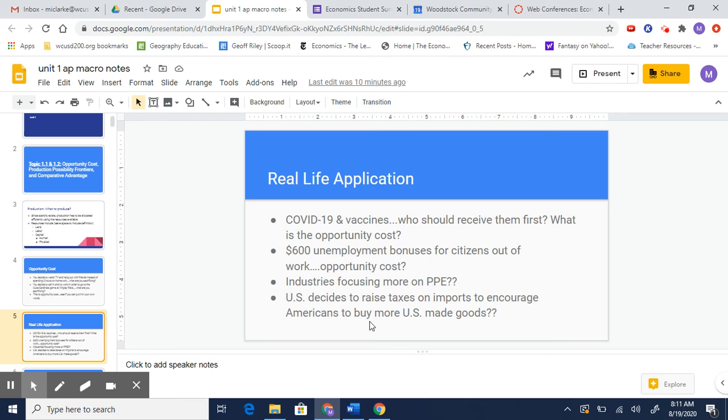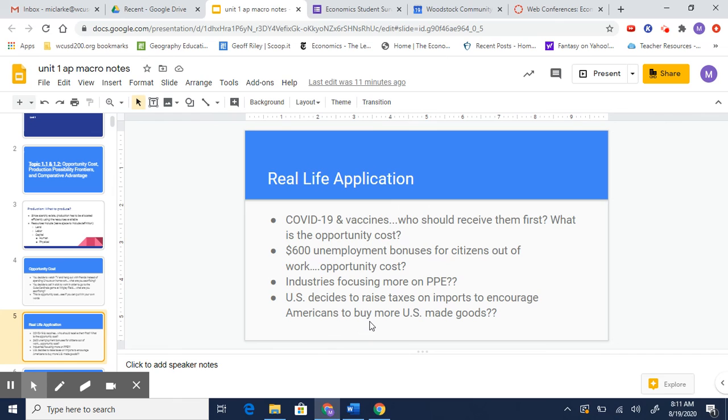If the United States decides to encourage people to buy more U.S. goods, and they raise taxes on things we buy from China, again, sounds like a great idea. Hey, buy American, but what's the opportunity cost? Well, you're sacrificing the purchase of some lower cost goods, which might result in Americans shelling out more out of their paychecks because they have to buy the more expensive U.S. goods. It could lead to negative trade agreements or possibly friction between countries. So hopefully these make you think about what are some real life examples of opportunity cost.